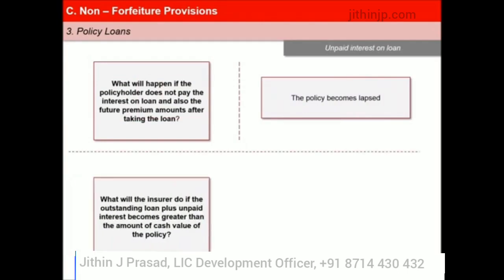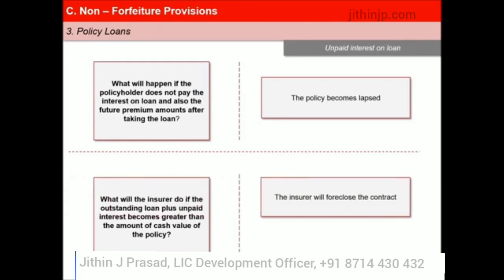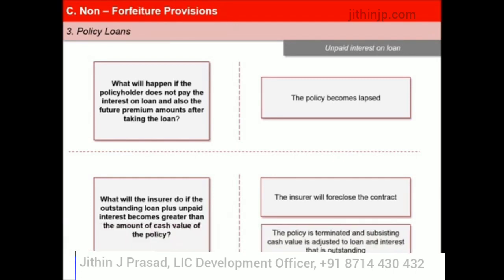When no new premiums are forthcoming, a situation can arise where the amount of outstanding loan plus unpaid interest becomes greater than the amount of the policy's cash value. In this case, the insurer will foreclose the contract. Notice is to be given to the policyholder before the insurance company resorts to foreclosure. The policy is terminated and the subsisting cash value is adjusted to the loan and interest that is outstanding. Any excess amount may be paid to the policyholder.